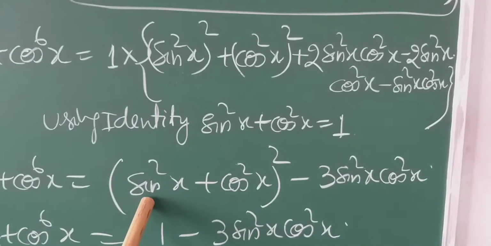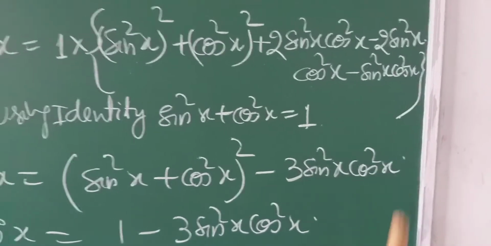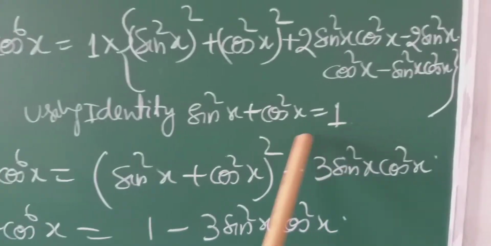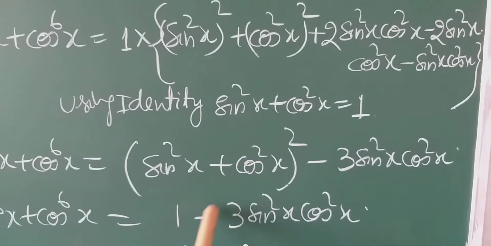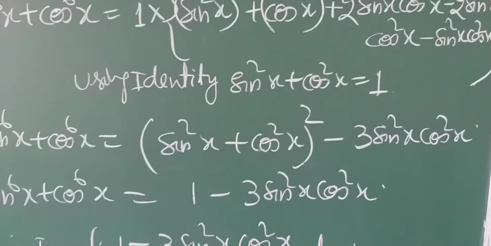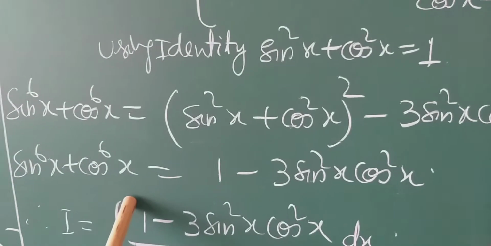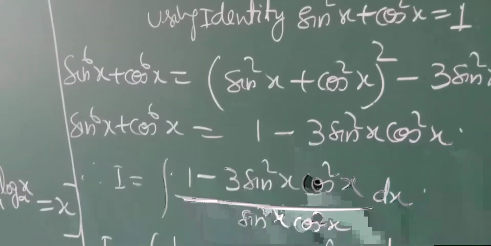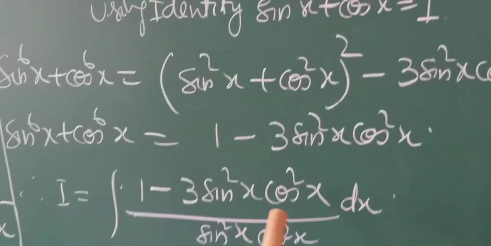So it becomes sin square x plus cos square x whole square minus 3 sin square x cos square x. We know that, students, sin square x plus cos square x equals 1. So at this place we can write 1. Okay, 1 square is 1, minus 3 sin square x cos square x. So students, sin to the power 6 x plus cos to the power 6 x equals 1 minus 3 sin square x cos square x; we have proved it.